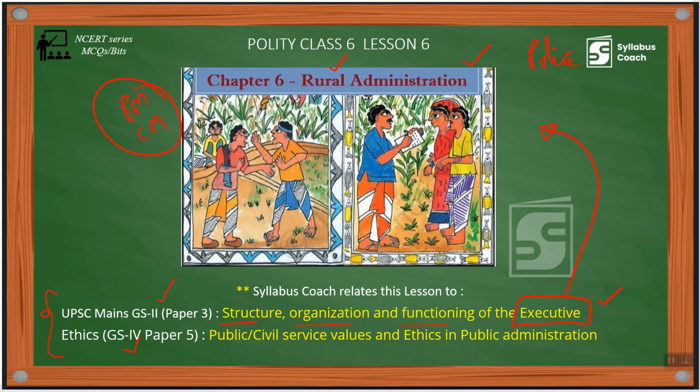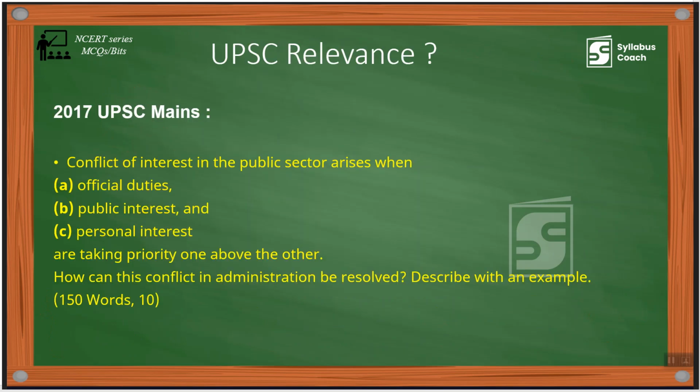So coming to the ethics paper, when you move into public administration as a public servant, you will be getting a lot of ethical dilemmas and conflicts of interest that will be dealt with in the ethics paper. In that sense, the rural administration chapter 6 itself is the basic chapter for these two key issues. So now I have quickly given you a reference from a 2017 ethics question. This is the first time I am giving you an ethics question reference in our NCERT video series.